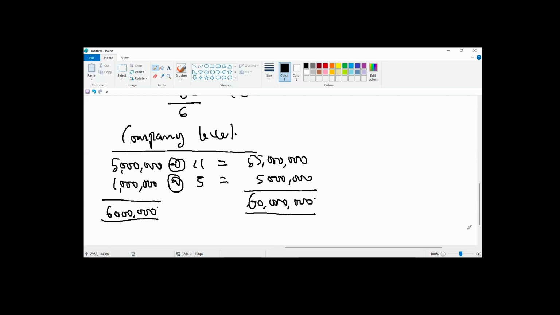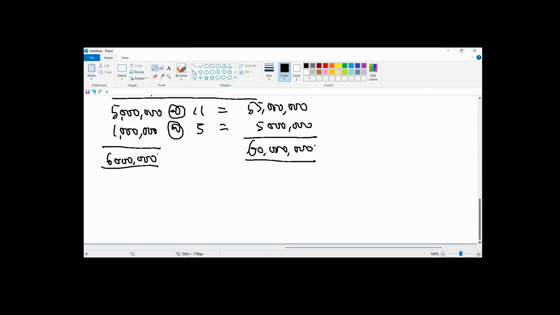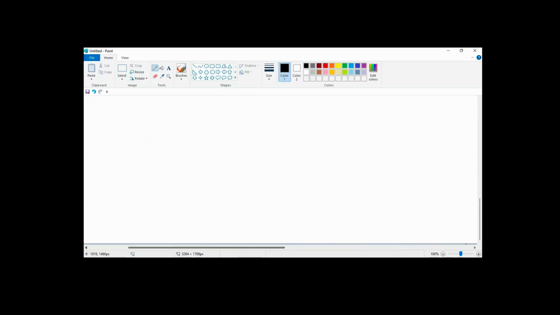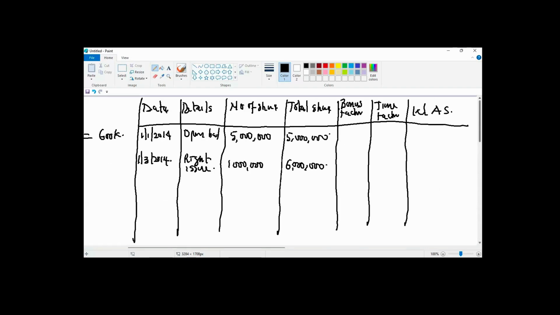So what do I do? The same way. 60 million theoretical ex-rights price divided by 6 million. Wow, that will give you 10. Good. It must be given to who? Existing shareholder. So that will now give us 11 over 10, because the market price is what? 11 over 10.